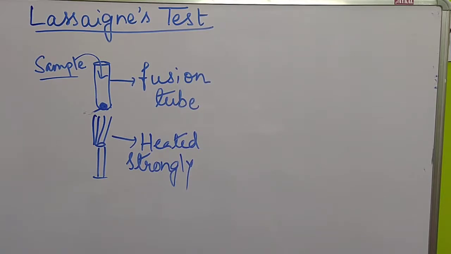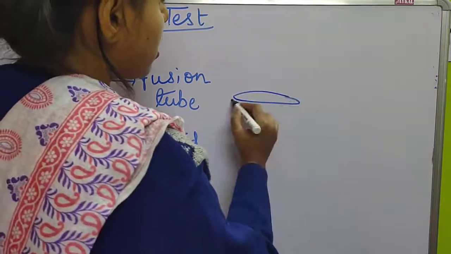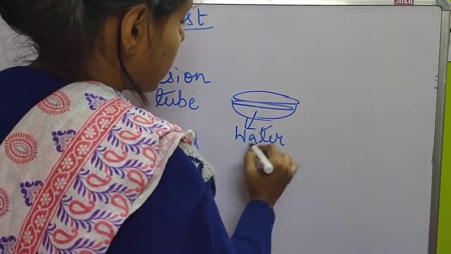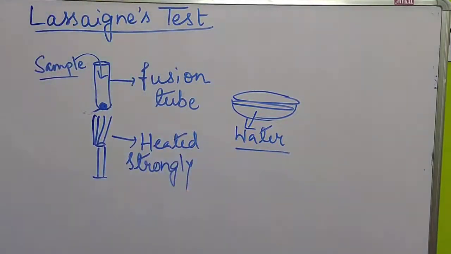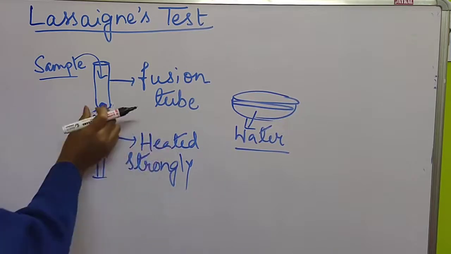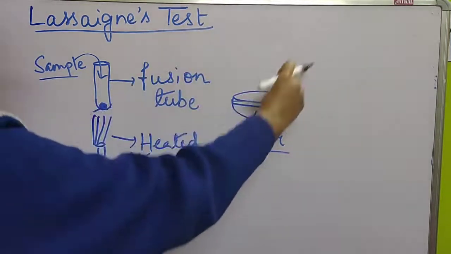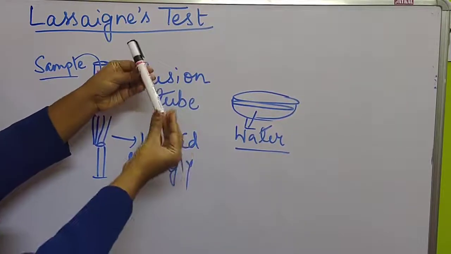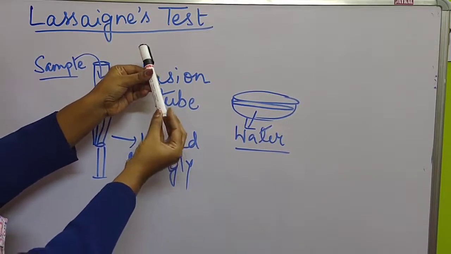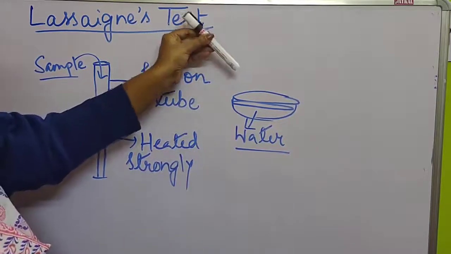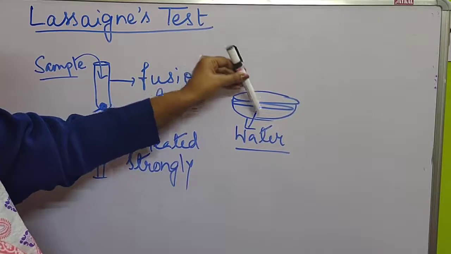So whenever it becomes red hot, now we have to take one china dish and we have to take distilled water in it, okay. Distilled water that is used in laboratory work. So distilled water we have to take, and then the strongly heated, red hot portion of the tube, that we have to plunge into the distilled water. Suppose this is the tube, and after strong heating, the bottom portion becomes red hot. That means it is at a higher temperature. Now this bottom portion we have to plunge into the water, okay.